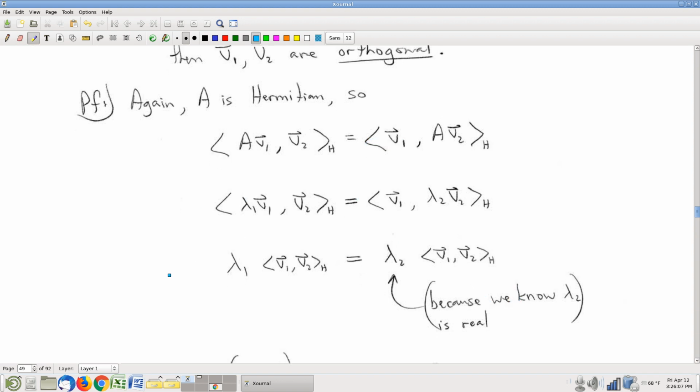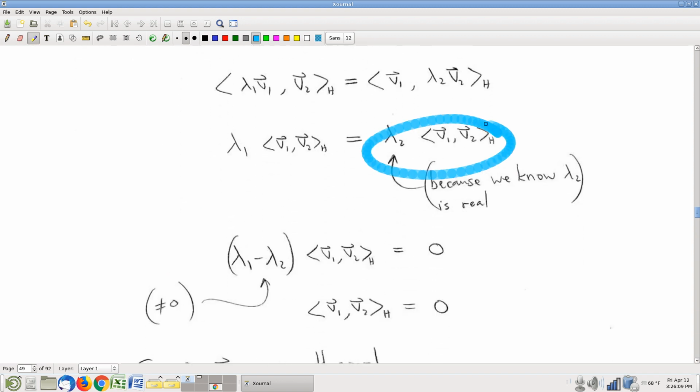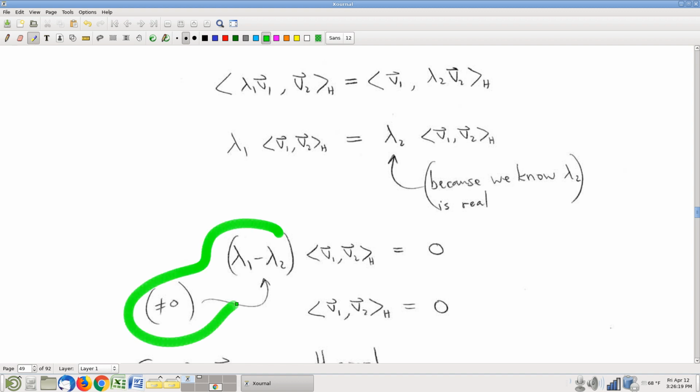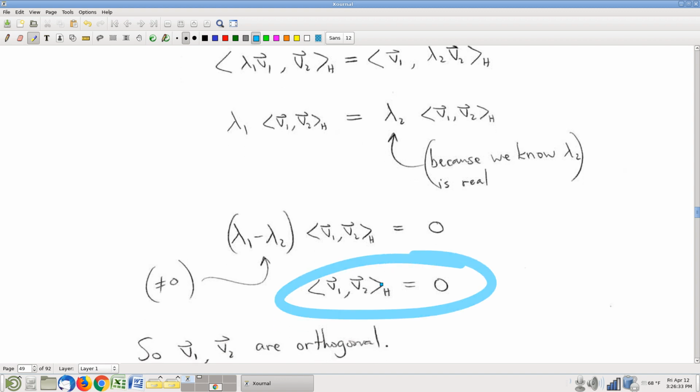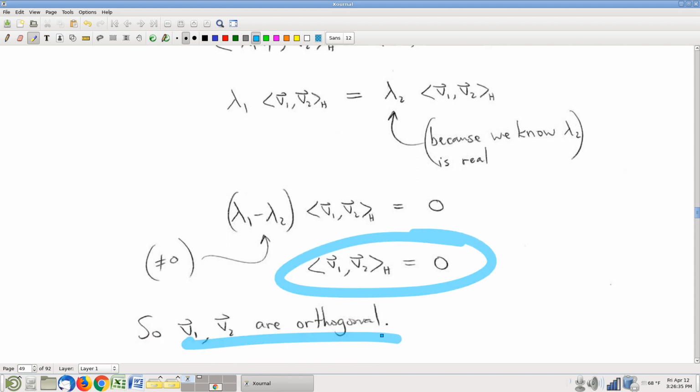Okay. Having done that, take this term, whip it over to the other side, like so. And then we observe that, as we assumed, because these are different eigenvalues, this factor is not 0. We have a product that's 0, but that factor there isn't 0. And that means we just cancel that factor. And so, punchline, orthogonal, as desired.